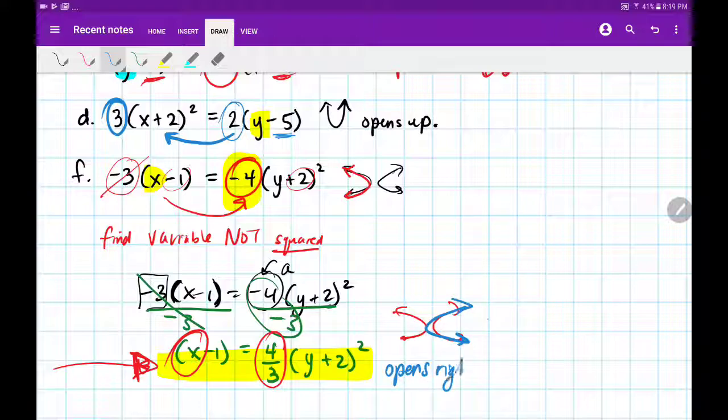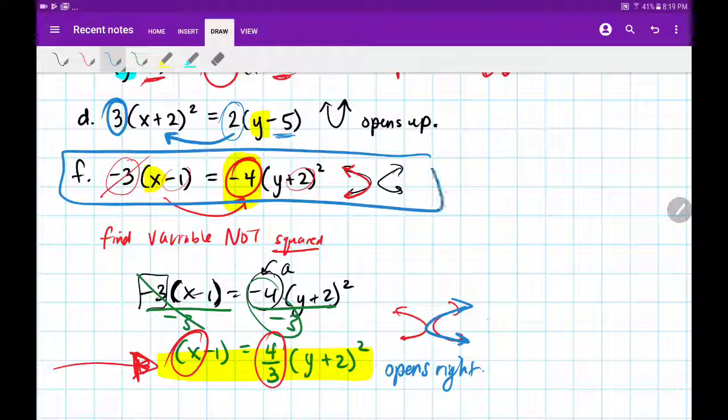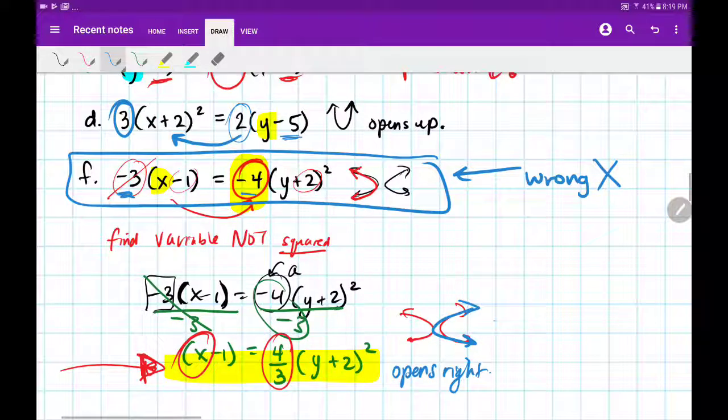Opens right. So all that work that I did up here, where I said it's opening left, that would be wrong. That's because that was a tricky problem. It had negatives on both sides. It was really a positive a value. So we had to do a little bit of work. This guy's really opening to the right.